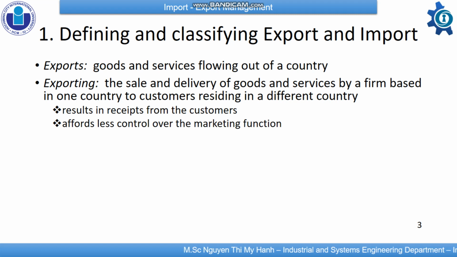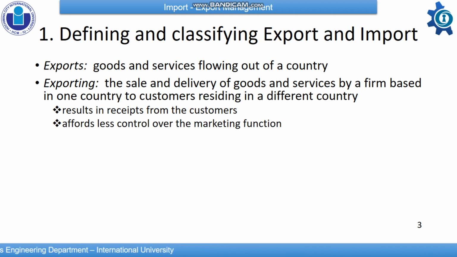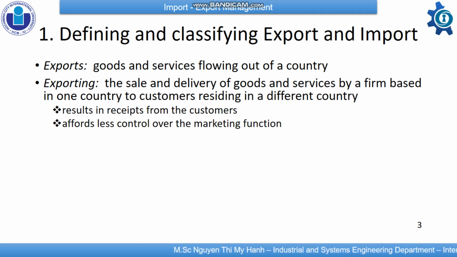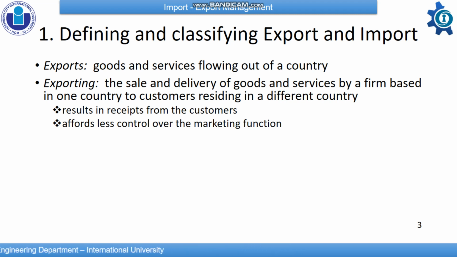Export is when the goods and services flow out of a country. So exporting happens when there is the sale and delivery of goods and services by a firm based in one country to a customer residing in a different country. And exporting results in receipts from the customer. When we export, we enforce less control over the marketing function.